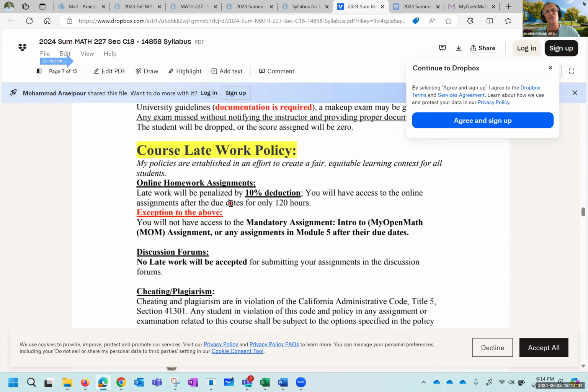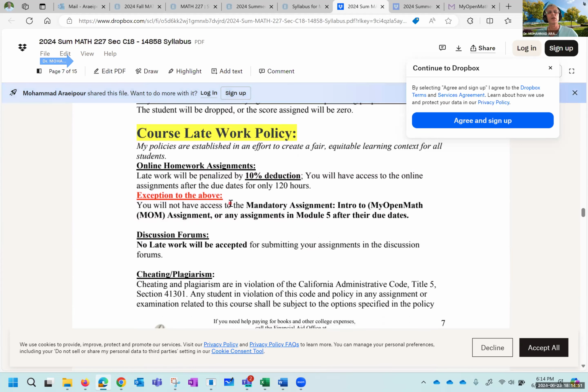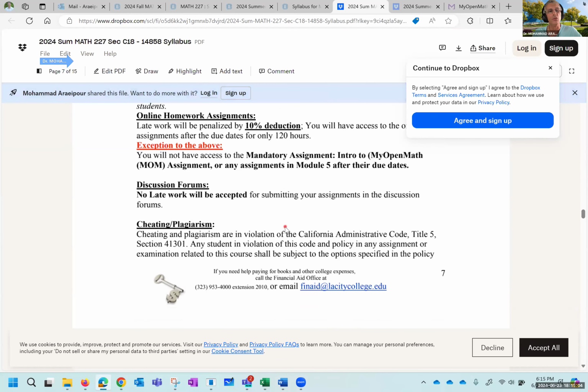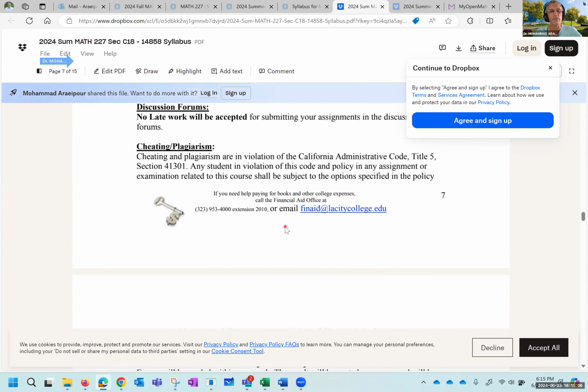Course late work, you really can't afford to do any work late, especially for summer. But if you do that, there's a 10% reduction. That's only for homework assignments, not the first couple of assignments, the mandatory assignments, the introduction to open math, and the algebra review that are due immediately.